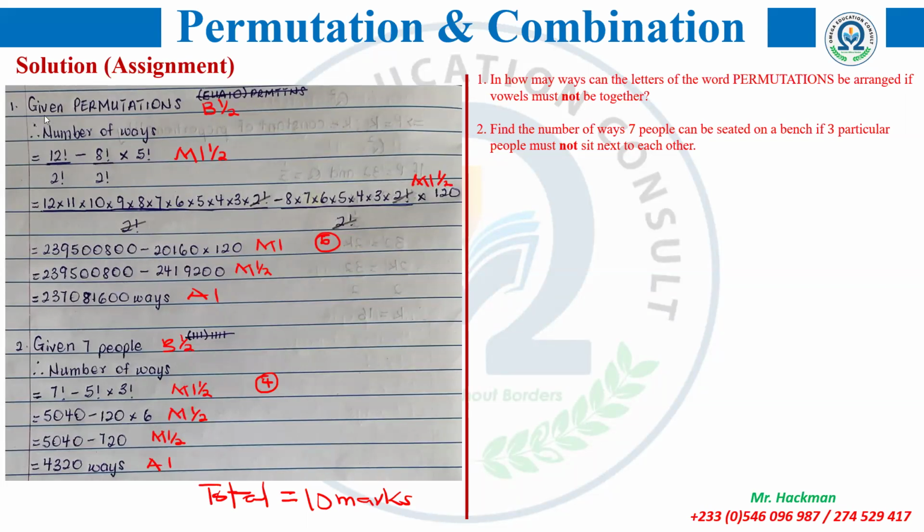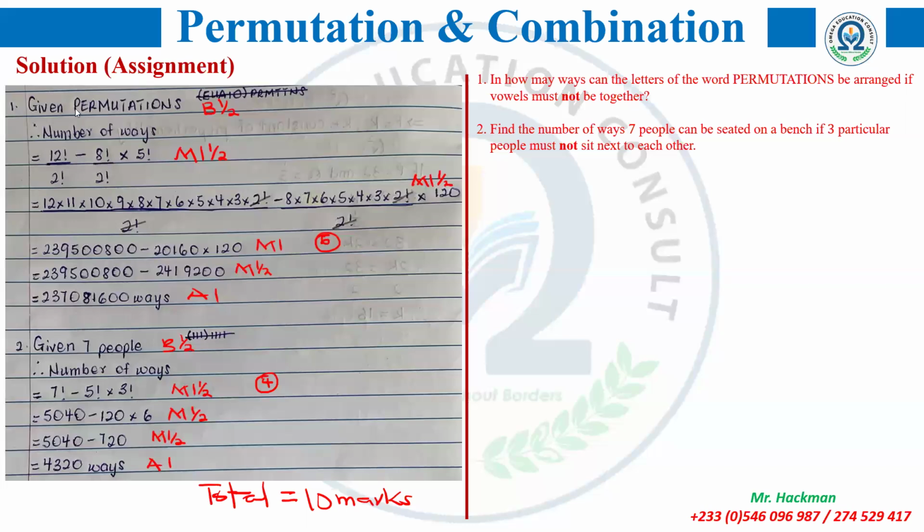So question number one, given permutations. Vowels must not be together. But you know that in finding vowels not together, you will need vowels together. So you know the plan. At this point, you write the number of ways of arranging permutations with vowels not together, which will be equal to the total arrangement.